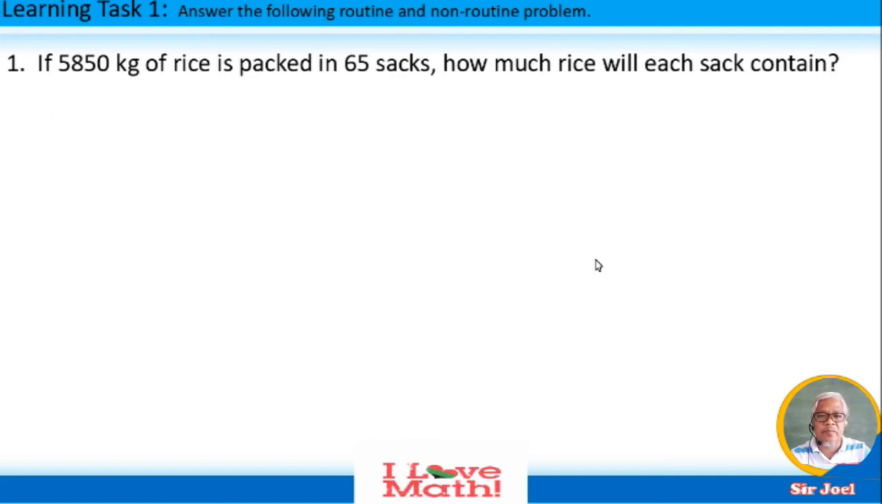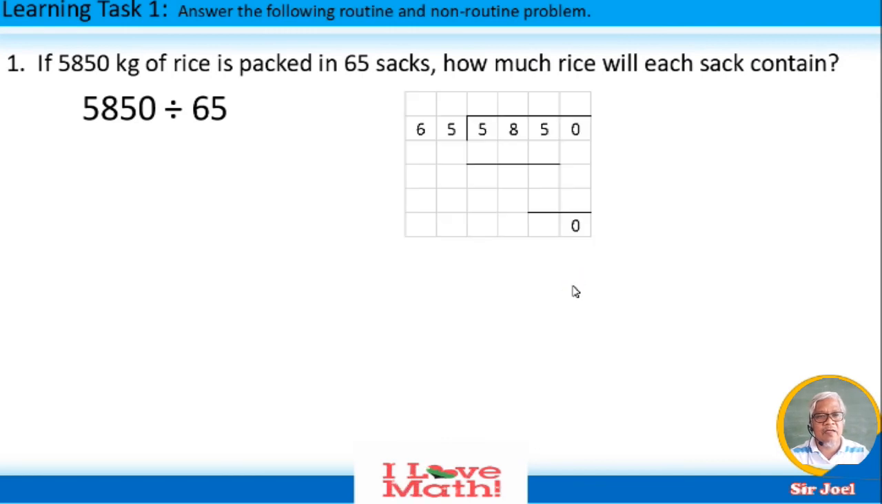So to answer this problem, what are the given? Meron tayong 5,850 kilograms of rice and 65 sacks. Okay? So, ang operation na gagamitin natin is division. So, it is now 5,850 divided by 65. Well, kung isusulat natin siya, eto siya. 5,850 divided by 65. 5,850 ang nasa loob at 65 ang nasa labas.